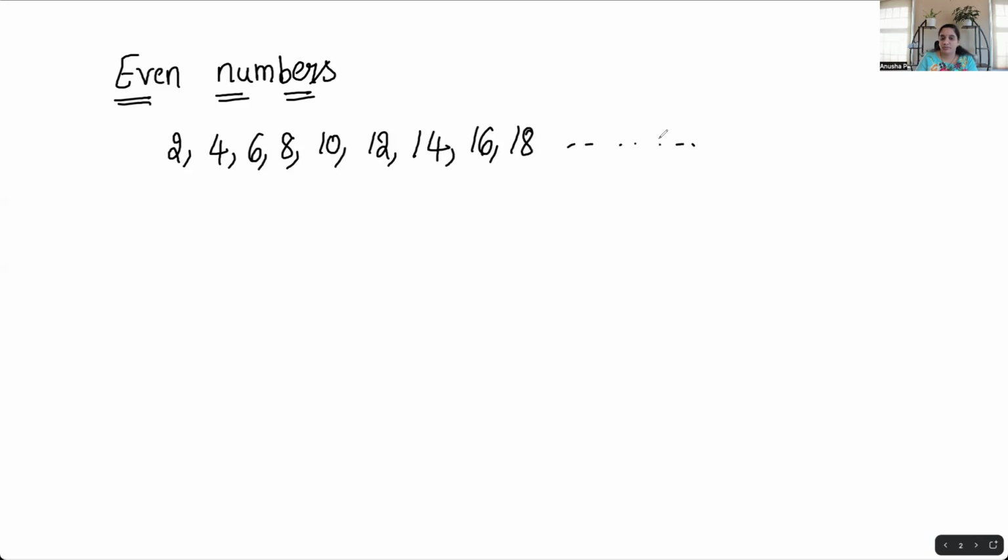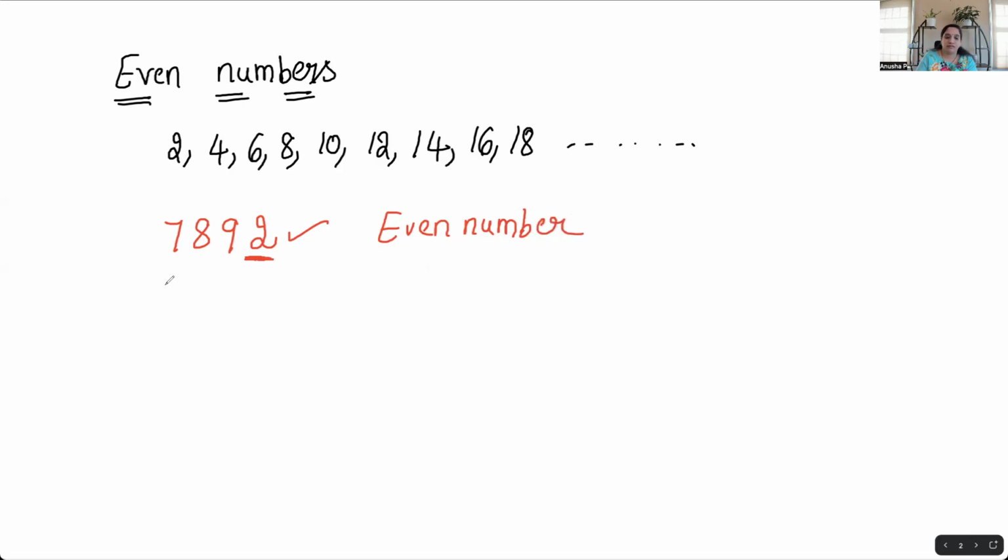So if you observe, the ones place is an even number, a multiple of 2. When you have a bigger number, we should know whether it is an even number or not. For example, if you have the number 7892, we have to check the ones place. If the ones place ends with 2, 4, 6, 8, then we will call that number an even number.